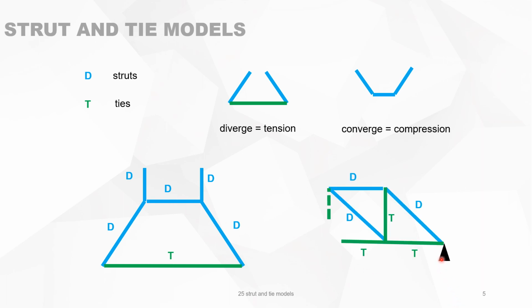For a beam, for instance, you can have a strut and tie model, which is well known, for instance, for shear force. Then you know that these are the strut elements, and the green ones are the ties in tension.